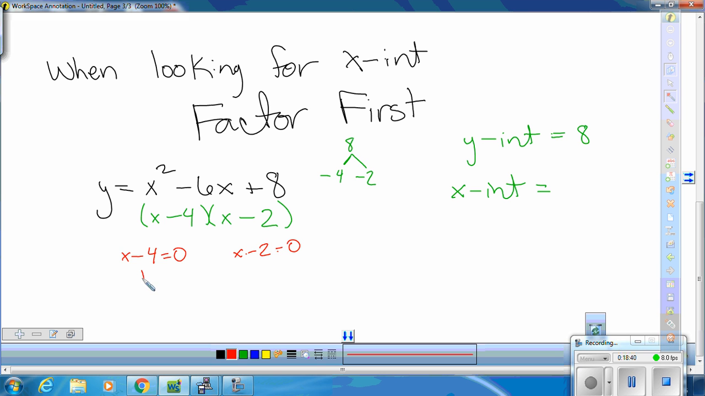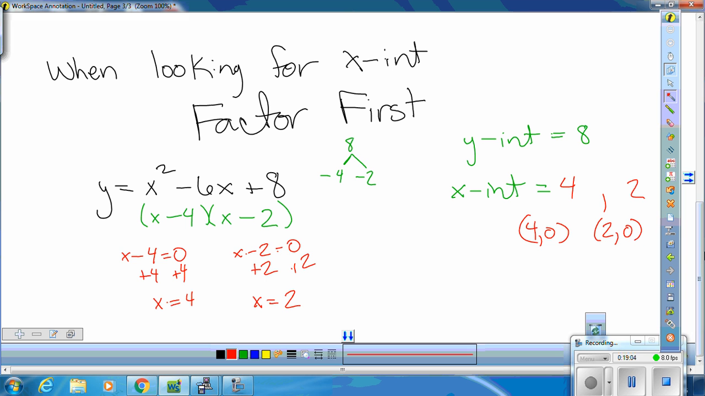So x minus 4 equals 0. If I just add 4 to both sides, x equals 4. So I have one x-intercept at 4. If I add 2 to both sides, x is going to be equal to 2. So I have another x-intercept at 2. So at (4, 0) and (2, 0) are where my x-intercepts are going to be.